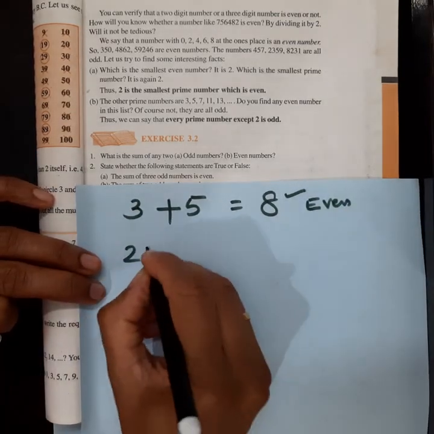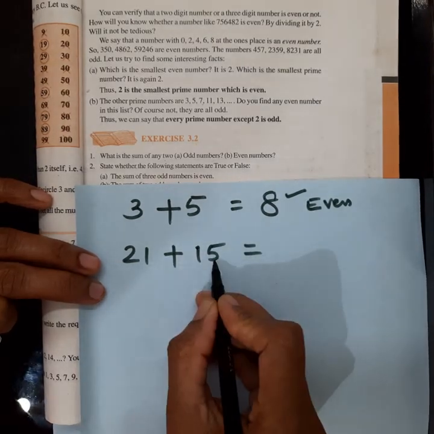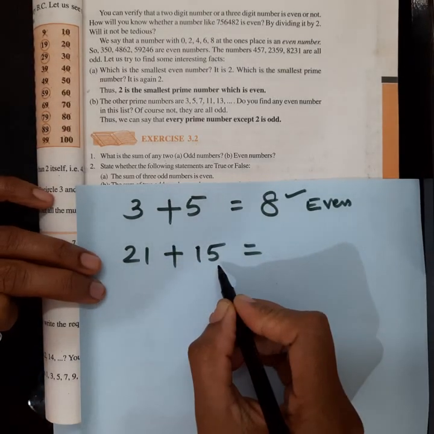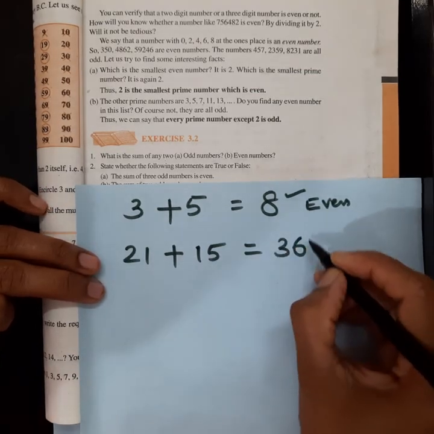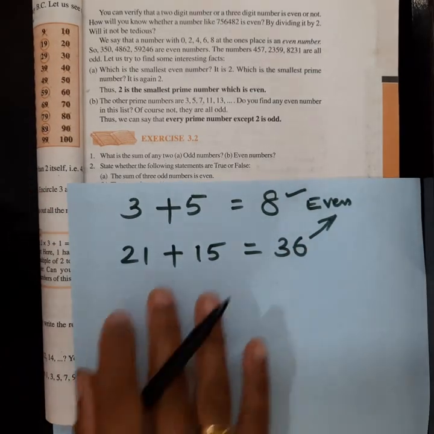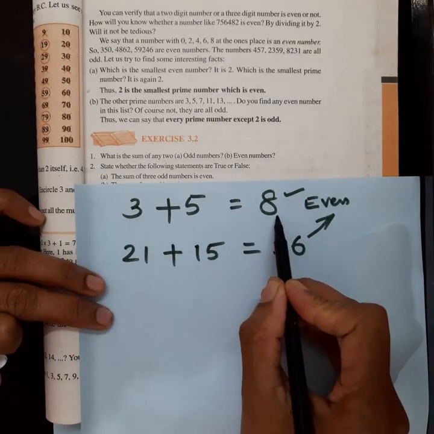Another example, 21 plus 15. Both are odd numbers. 21 is an odd number, 15 is also. What is the sum of these two numbers? It is 36, which is also an even number. That means you can take more examples. The sum of 2 odd numbers is always an even number.